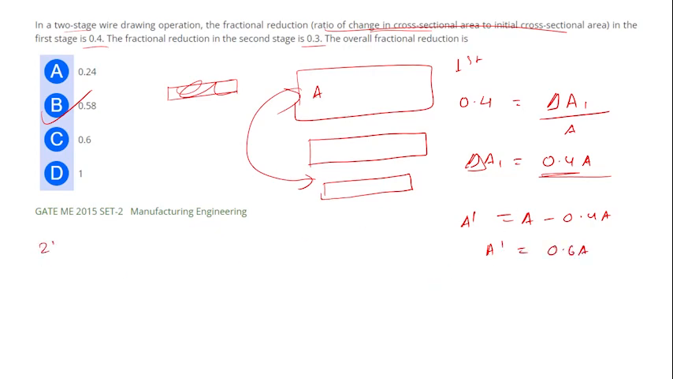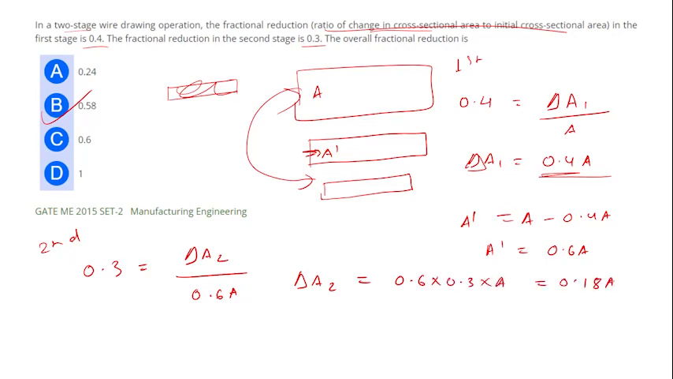Now we will move to the second stage. In the second stage, your fractional reduction is 0.3. So change in the cross sectional area divided by initial area, and now your initial will be A dash, so we write it as 0.6A. The cross sectional change will be 0.6 into 0.3 into A, that is 0.18A, right? So how much area is remaining? Your remaining area after the second stage will be 0.6A minus 0.18A, that is 0.42A, right?